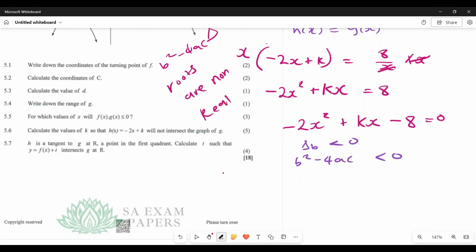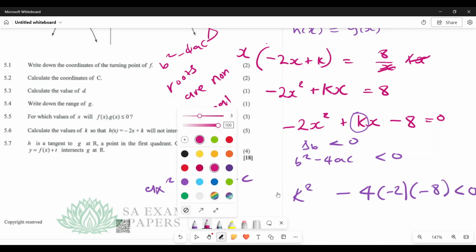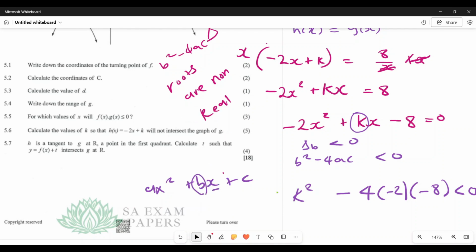Now remember your standard quadratic equation, ax squared plus bx plus c. So b is whatever value is attached to your x. So in this case, k is what's attached to our x. So we're going to say k squared minus 4. Our value of a is going to be -2, and c is going to be minus 8. And this should be less than 0. Now simplifying, -4 multiplied by -2 multiplied by -8 should be -64. So k squared minus 64 is less than 0.